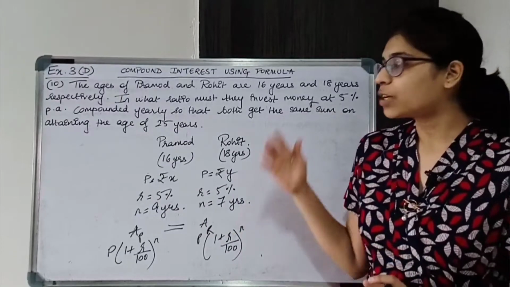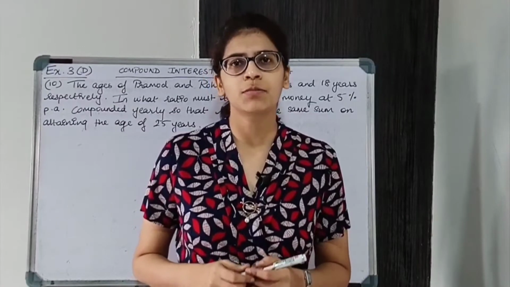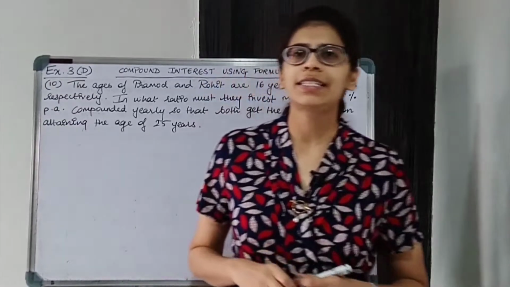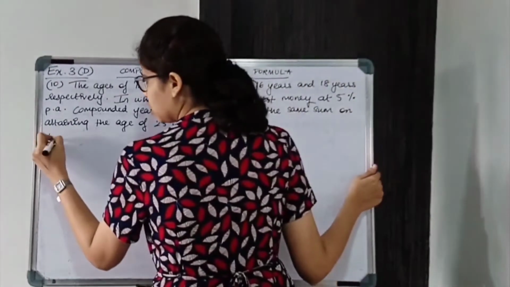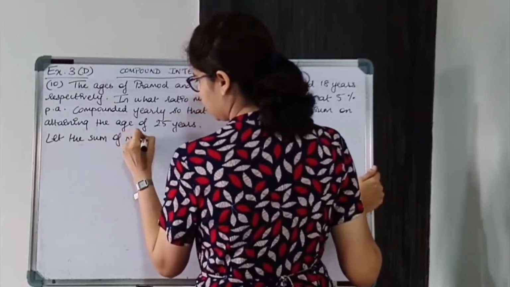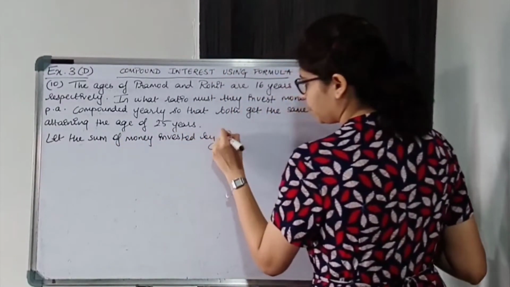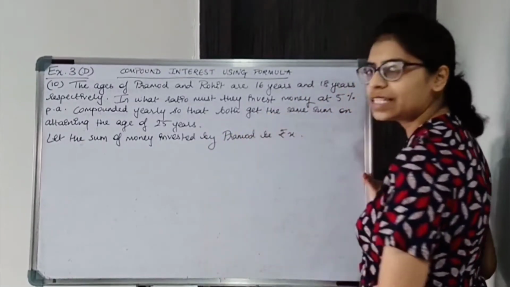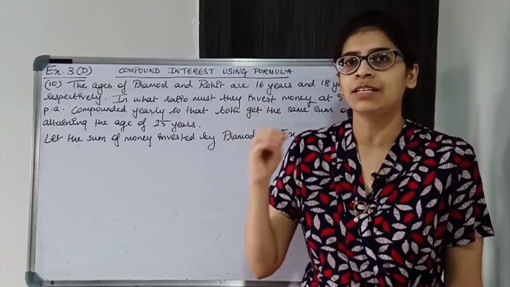Now let us write down the given information in a proper manner and start solving. We'll calculate the amounts in both the cases separately. So first we'll consider the case of Pramod. Let's say the sum of money invested by Pramod is X rupees. So just write down the statement: let the sum of money invested by Pramod be rupees X.